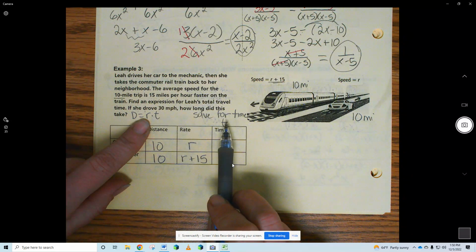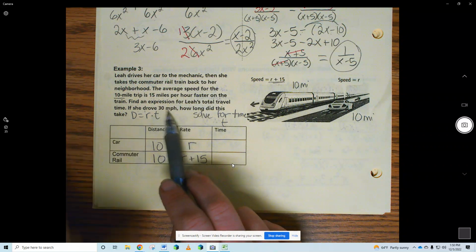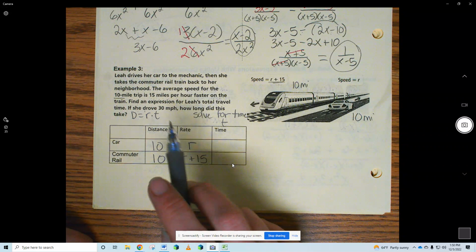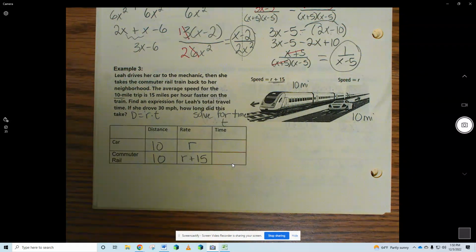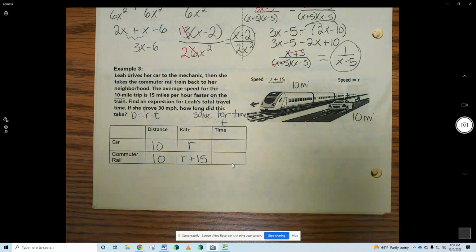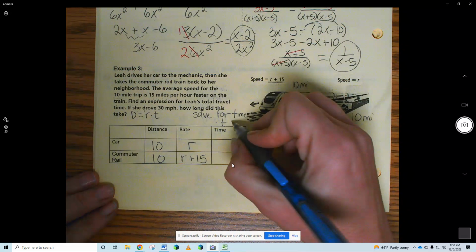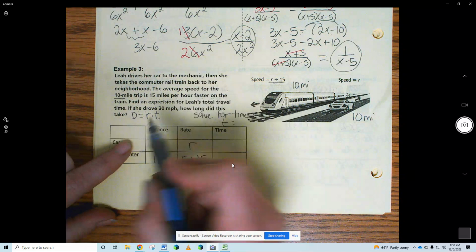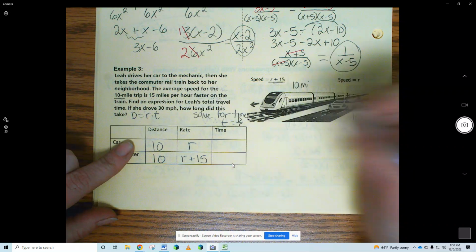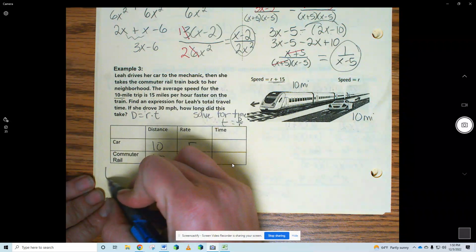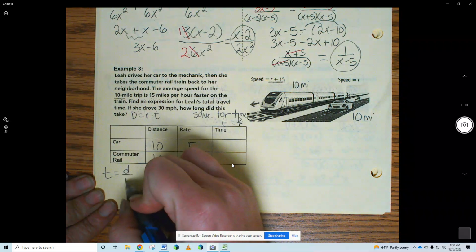Don't we know that she drove 30 miles per hour? Oh, if she drove 30 miles an hour. Yeah, we're going to plug that in first. We're going to write our expression, and then we're going to plug the 30 in. Yes. Okay. The time is going to be, solve for time. That means I would divide both sides by R. D divided by R. T equals D divided by R.